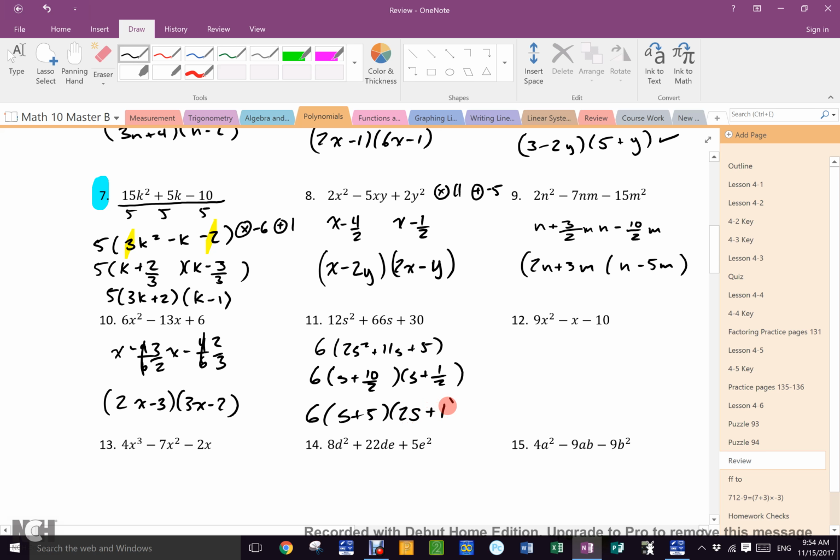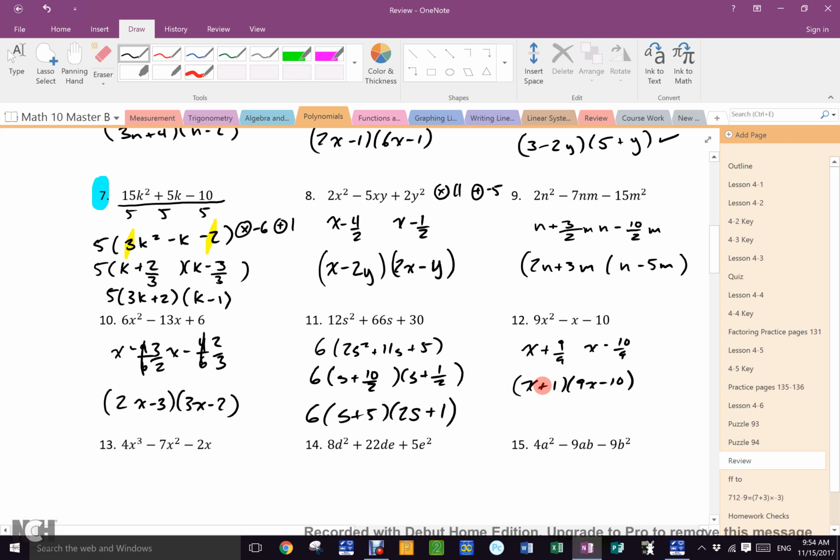2s plus 1. 9 and 10, 90 to get to negative 1. It's x plus 9 over 9, x minus 10 over 9, x plus 1, 9x minus 10.